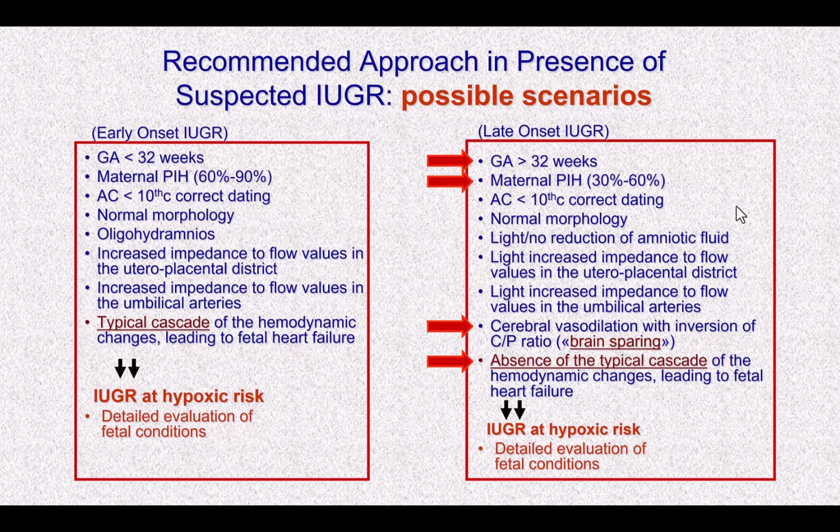We have the absence of the typical cascade that I showed you before, and the hemodynamics is characterized mainly by the brain sparing with the altered cerebral placental ratio. It is very important, again, to make the diagnosis of these fetuses, because also these fetuses with apparently less evident hemodynamic change are at hypoxic risk and may have sequelae.